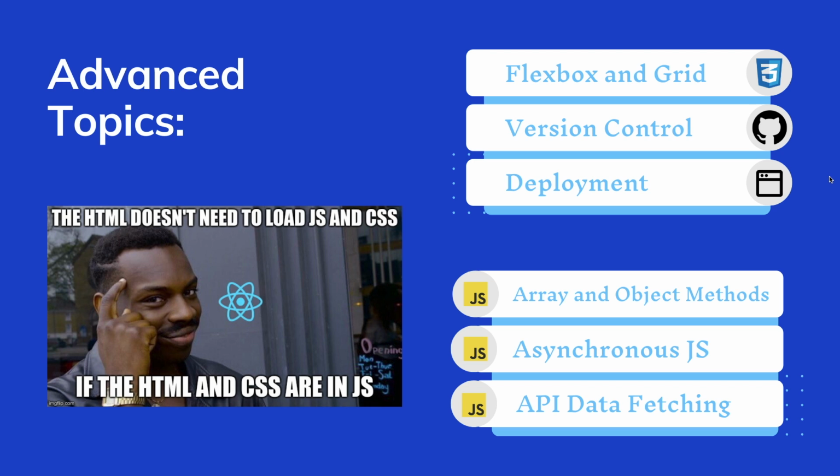As I mentioned, HTML, CSS, and JavaScript are the main building blocks of the web. I put this meme on the left side just to give you some introduction to frameworks. The HTML doesn't need to load JS and CSS if the HTML and CSS are in JS. This may seem mind-blowing at first, but this is exactly what a front-end library, React, does. So now we can move on to frameworks.